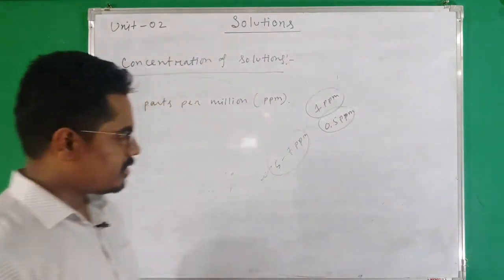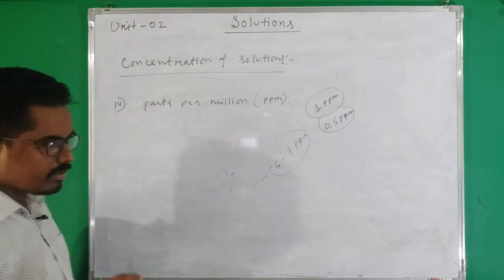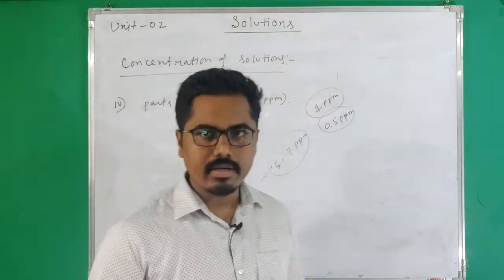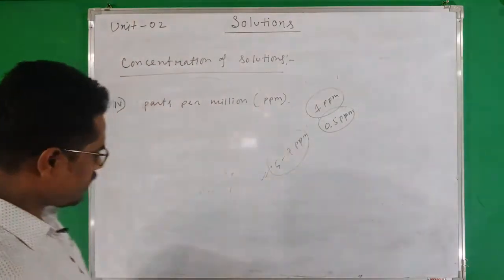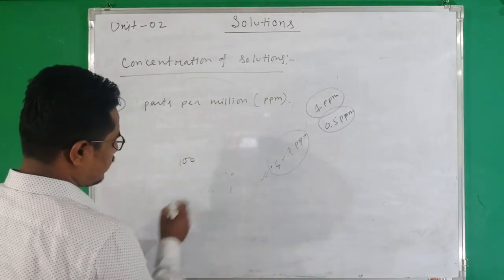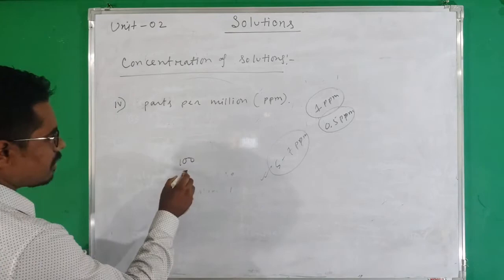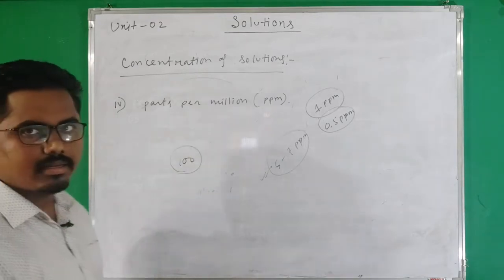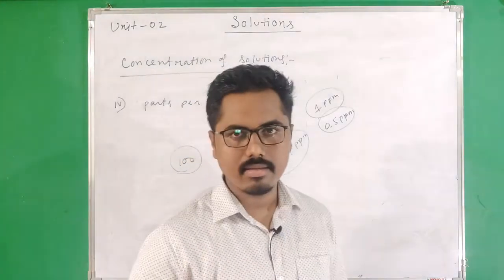Suppose a component is present in a solution in a very small amount. If we express it in terms of 100, that means percentage, then the result is also very small.